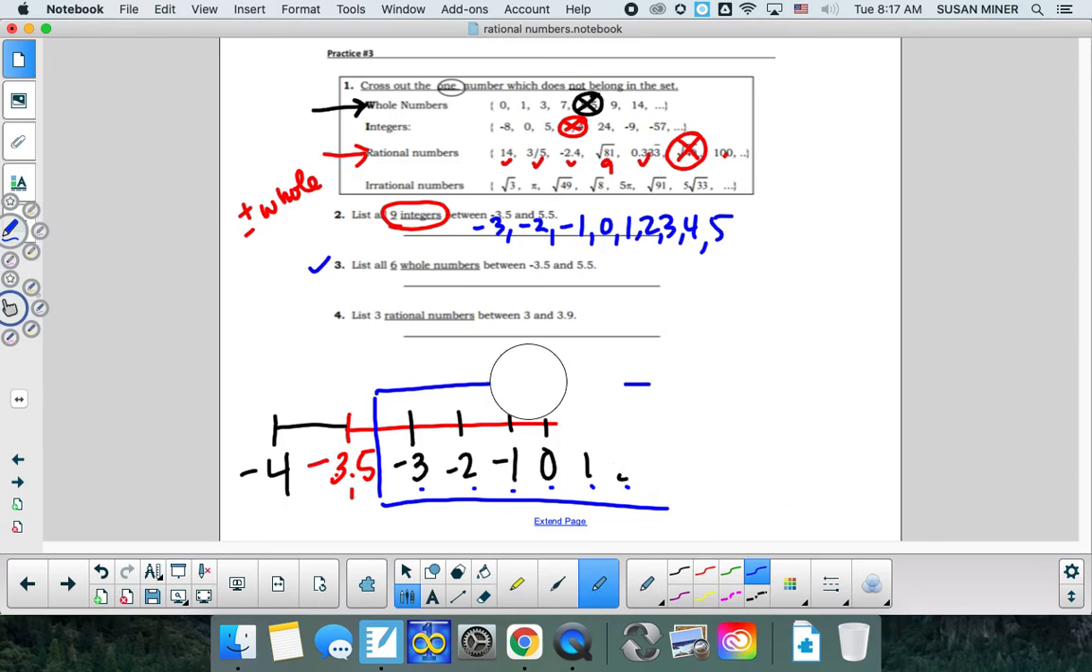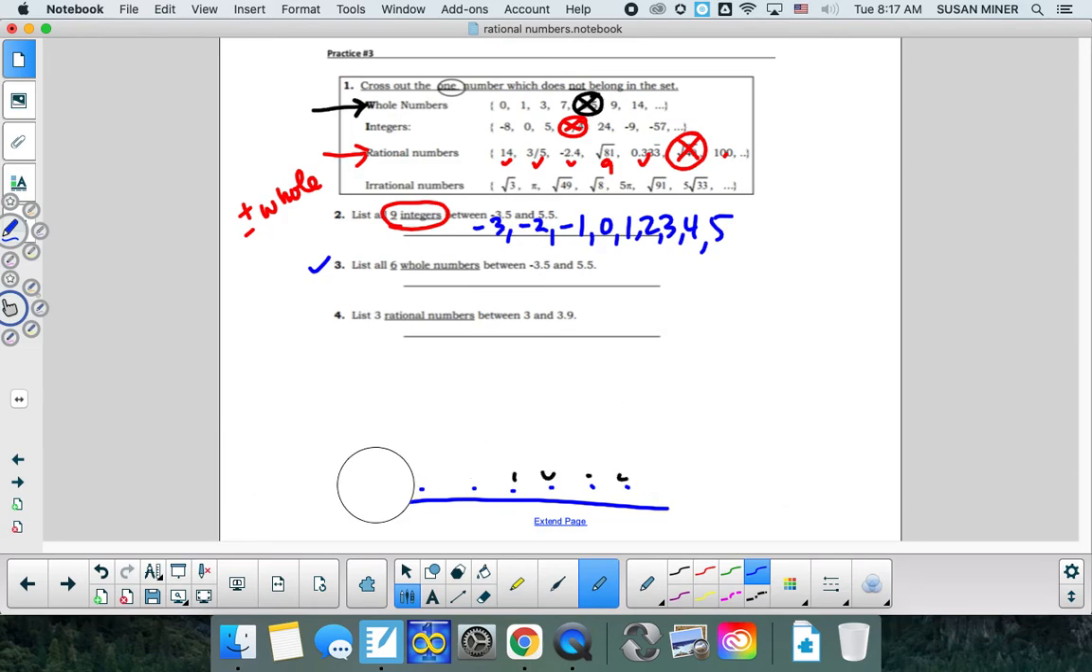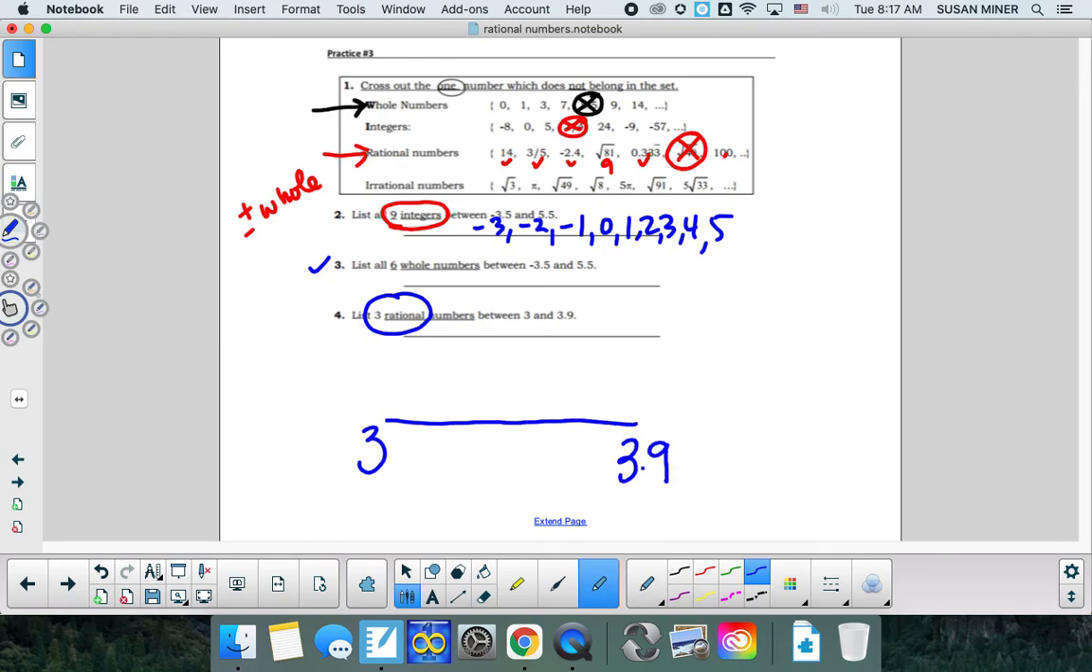The last one in this section says something like this. Okay, so I need rational numbers between 3 and 3.9. So rational numbers are any whole number, positive or negative, and any fraction. So I need a fraction or a whole number that's between 3 and 3.9. Well, there's no whole numbers in between there, right? So I've got to come up with a fraction that's in between 3 and 3.9. So try and think of some fractions. There's an unlimited number of fractions that are between 3 and 3.9. You just have to come up with 3, right? So that's how we're doing it.